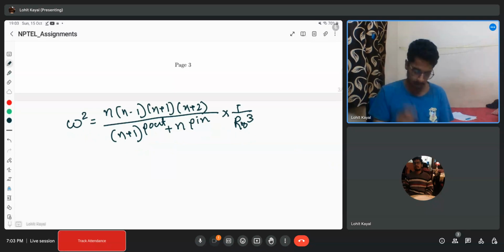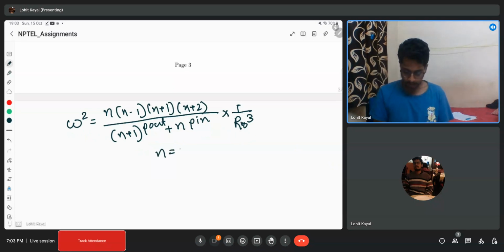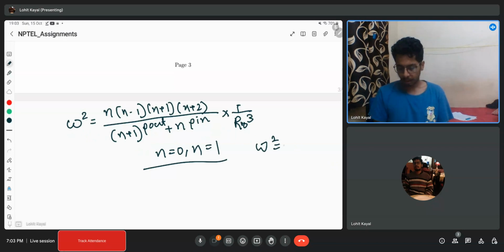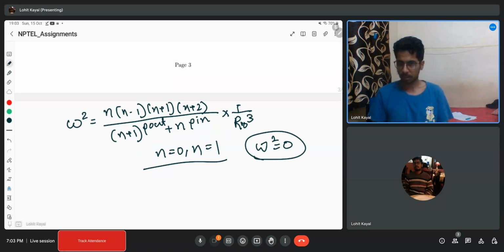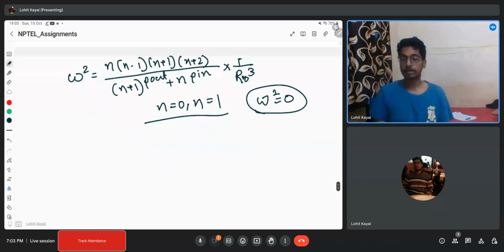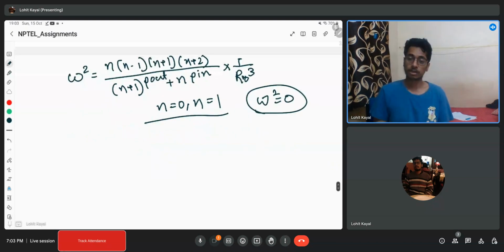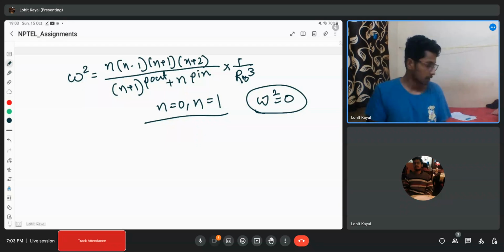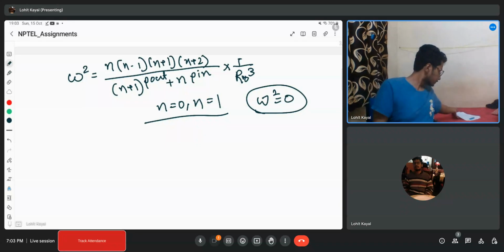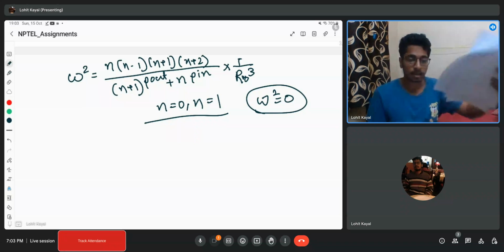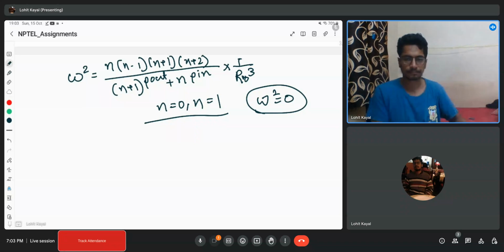Now the question is, for n equal to 0 and n equal to 1, omega squared equals 0, that means there is no oscillation. That is fine. Now what is the physical significance of n equal to 0 or n equal to 1? We now need to understand. Okay, now to do that, let us do this exercise.